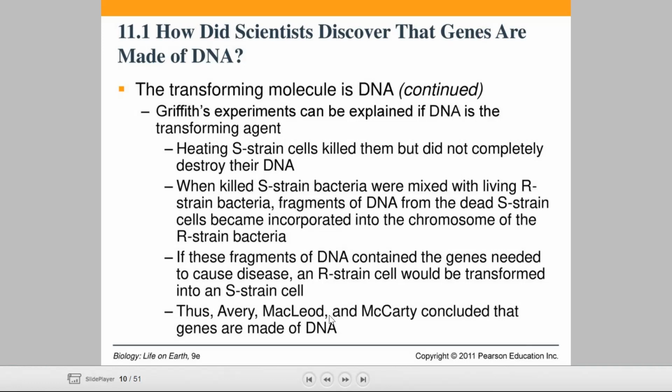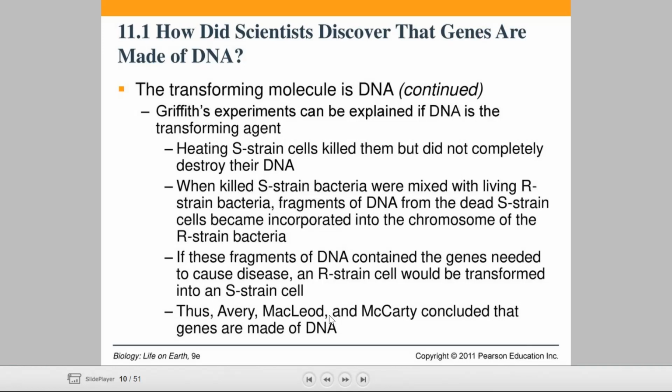It means that you still left some of the DNA molecule intact. So when the killed S-strain bacteria were mixed with living R-strain bacteria, fragments of DNA from the dead S-strain cells become incorporated into the chromosome of the R-strain bacteria. If these fragments of DNA contain the genes needed to cause disease, an R-strain cell would be transformed into an S-strain cell.